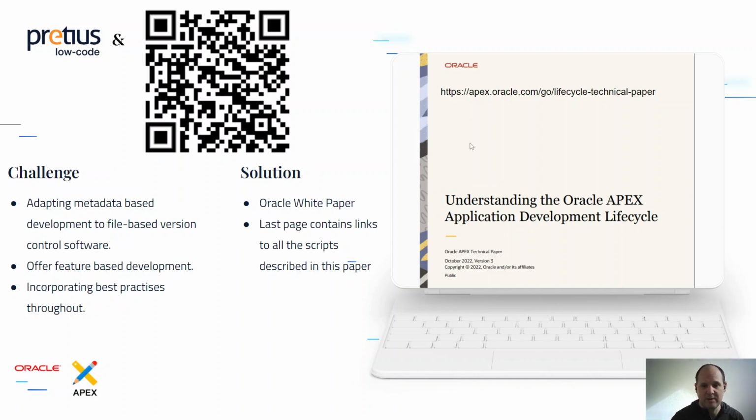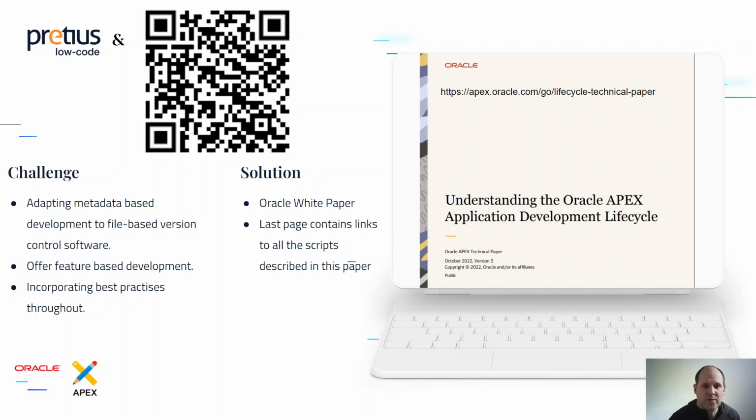and you can download it. So the challenge has always been that whenever you save in Apex in Page Designer, you're saving to the database in metadata. So we need to adapt that metadata-based development into a file-based system. And when you work with files, you can put them in version control, for example, SVN or Git or other.